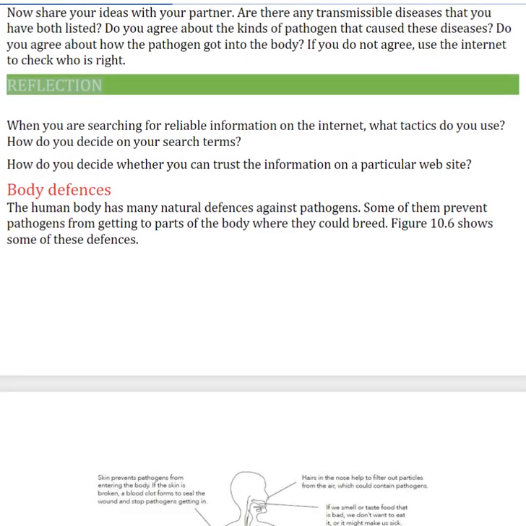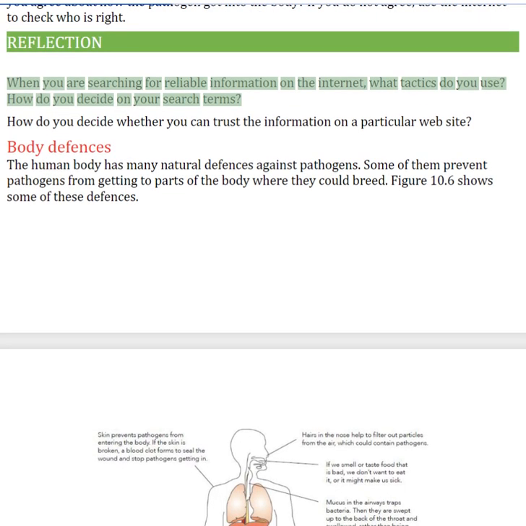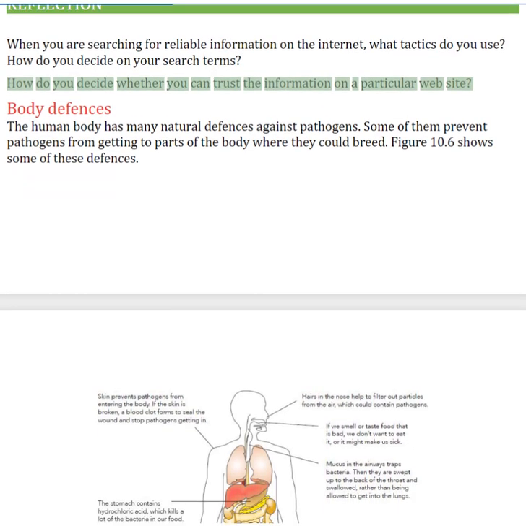Reflection. When you are searching for reliable information on the internet, what tactics do you use? How do you decide on your search terms? How do you decide whether you can trust the information on a particular website?